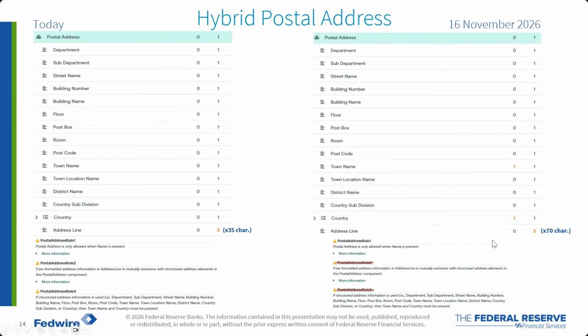Rules 2 and 3 no longer apply, because we allow mixing structured and free-formatted information, because not all communities around the world necessarily have well-structured addresses. So you can combine an address line with any of these structured elements to provide further information not covered by the structured elements, but you always have to provide, at the minimum, country and town name, reflected by this 1 in this column.